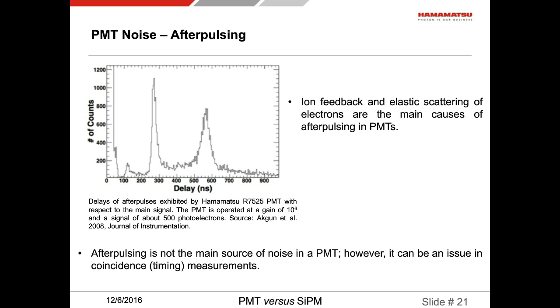Another type of noise that can exist in a PMT is afterpulsing. On the diagram, which shows number of counts versus delay time, these counts correspond to the primary pulse. And we see that the primary pulse can be followed by secondary pulses. We call them afterpulses. The main cause of afterpulsing in a PMT is ion feedback and elastic scattering of electrons, primarily from the first dynode.